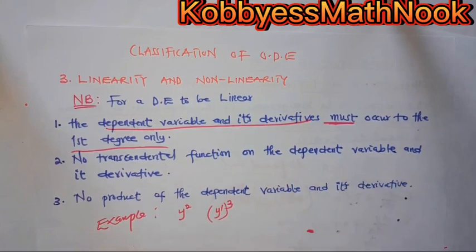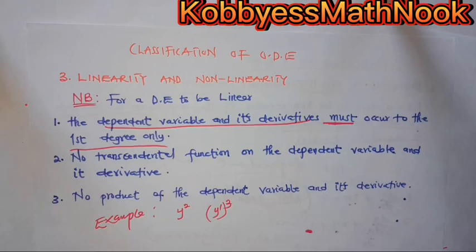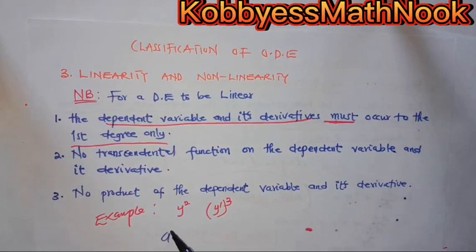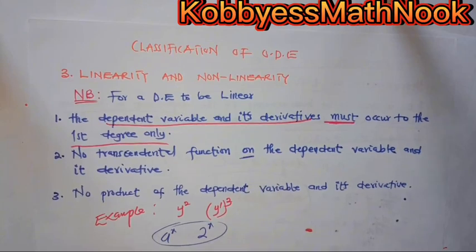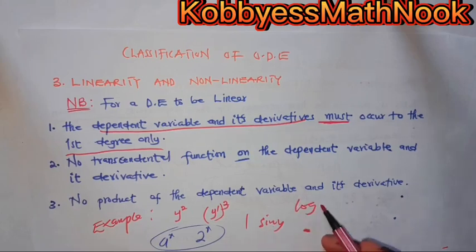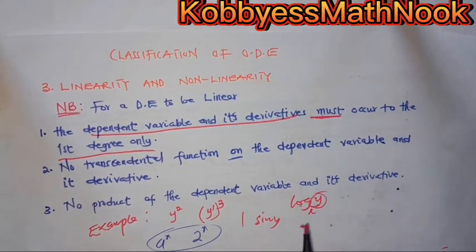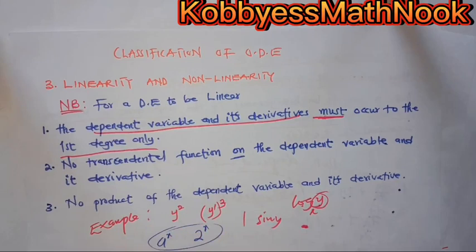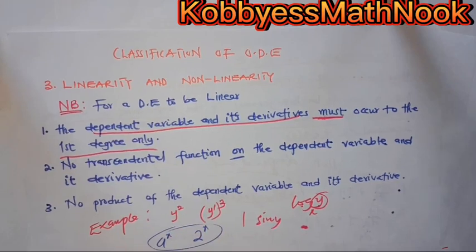The question you may ask is, what is a transcendental function? There are functions like the exponential functions, for example e power x, or 2 power x. Whenever there's an exponential function on the dependent variable and its derivative, it makes it non-linear. The trig functions like sine y, whenever there's any trig function on the dependent variable and its derivative, make it non-linear. The logarithmic functions, say log of y base x, make it non-linear. The inverse trig functions and the hyperbolic functions are all the transcendental functions we're talking about. So there shouldn't be any transcendental function on the dependent variable and its derivative.